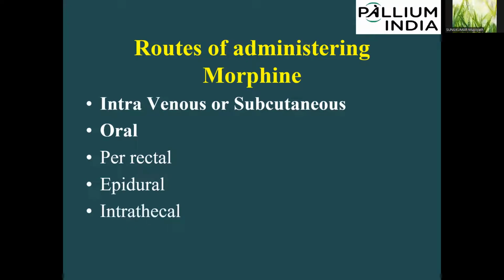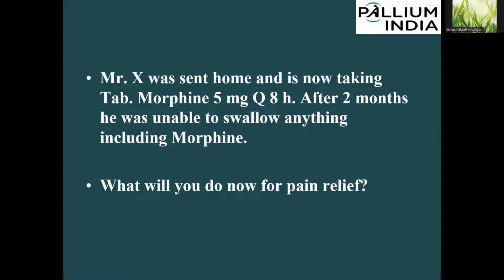So for our patient who is unable to take anything orally, what can we do? Per rectal. Yes, per rectal. We can administer per rectally. Okay. So this patient, per rectal route is comparable to oral route. Okay. That means whatever you are giving orally, that you have to give per rectally. It will have same effect, same duration of action. And even some literature says per rectal route is more superior to oral route in case of morphine.